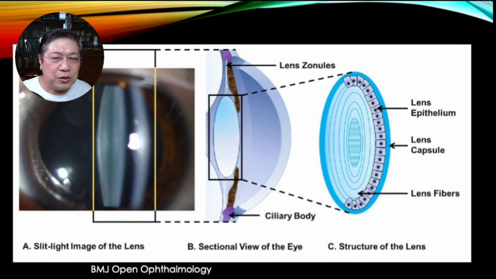Again, there's only an anterior epithelium. There is no posterior epithelium. If you see that, that's pathologic. It only existed during the embryonic stages.